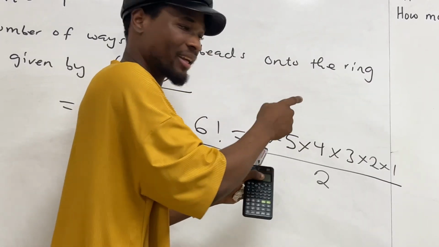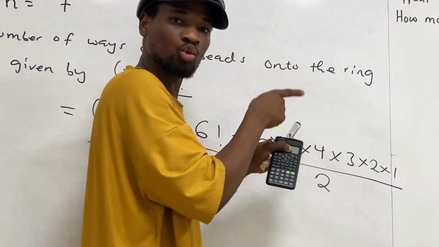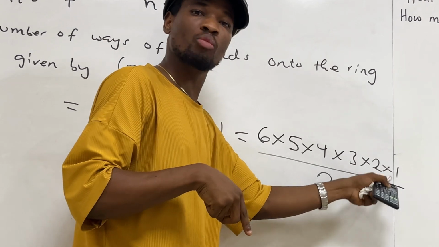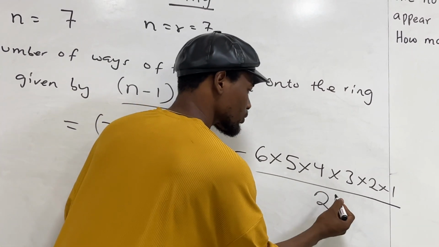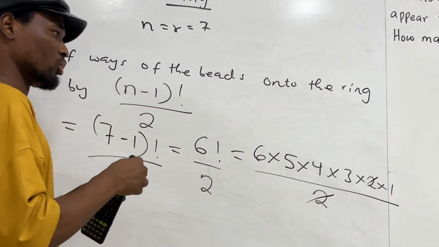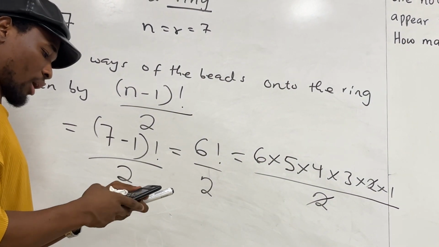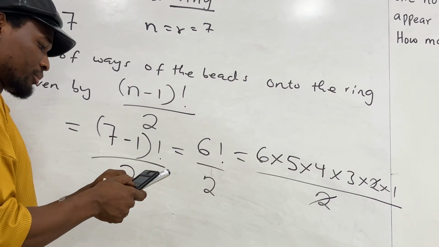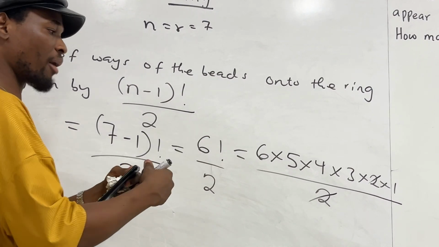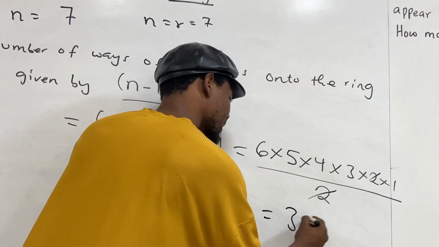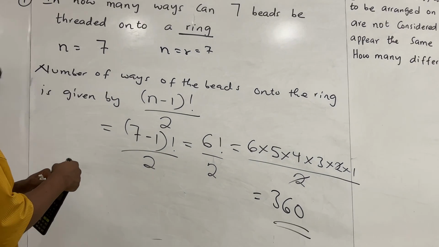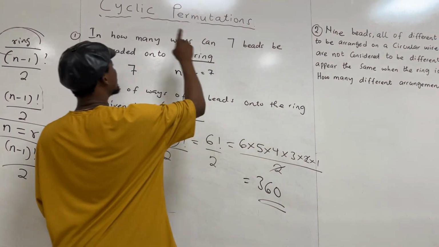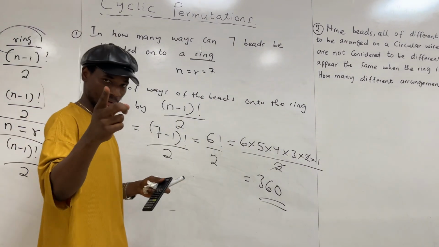4 minus 1 is 3. Multiply by 3. 3 minus 1 is 2. Multiply by 2. 2 minus 1 is 1 times 1. The over 2. So these two cancel these two. So with the help of the calculator, if I multiply everything, I'm having 360 number of ways of arranging 7 beads threaded onto a ring.